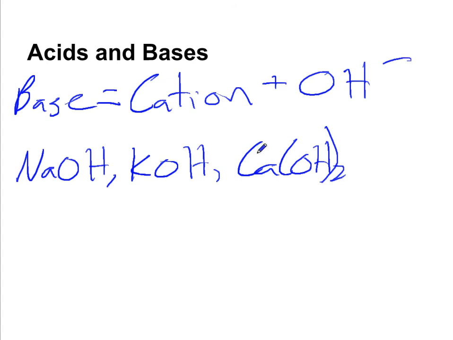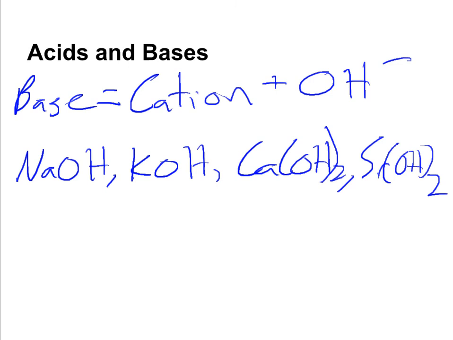There's no special rules for naming bases. You just name the 2 ions. Sodium hydroxide, potassium hydroxide, calcium hydroxide. We could have strontium hydroxide. Strontium's got a +2 charge, so we need 2 hydroxides to balance that out. So bases are easy.